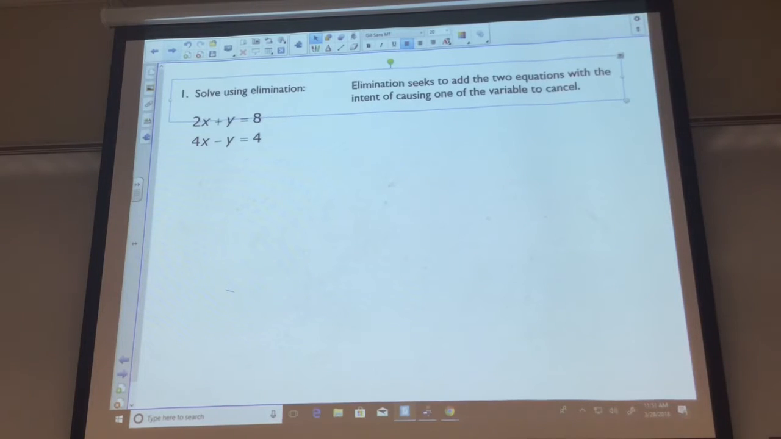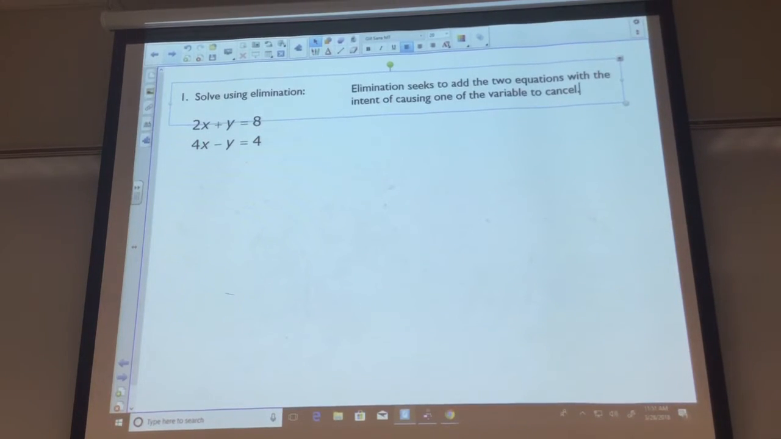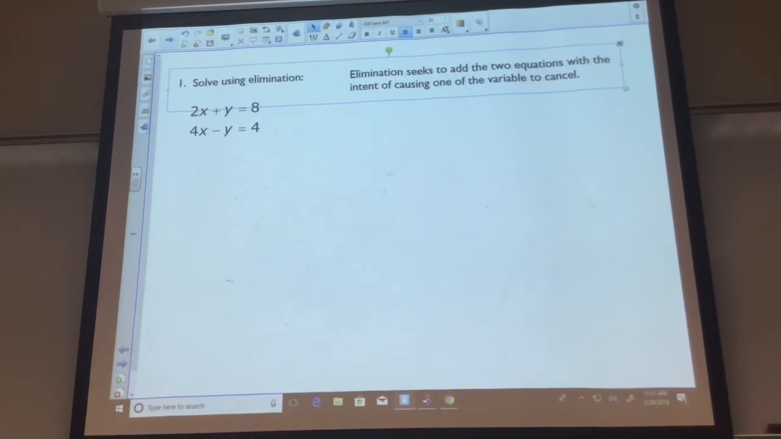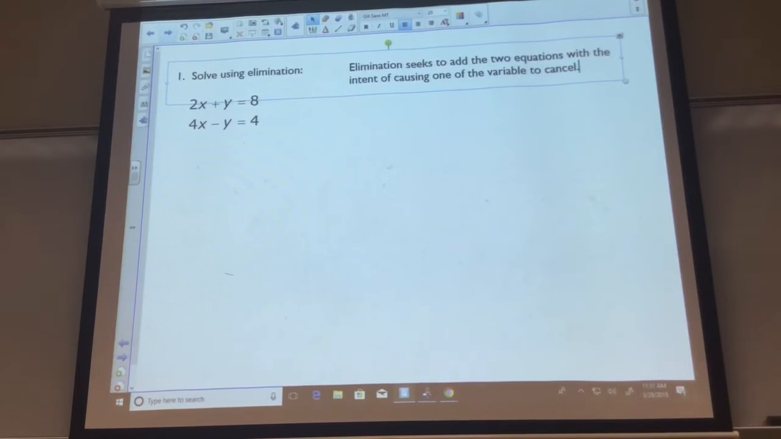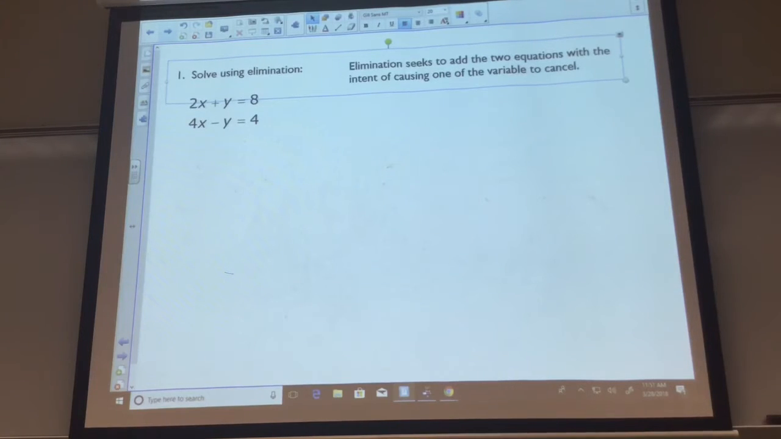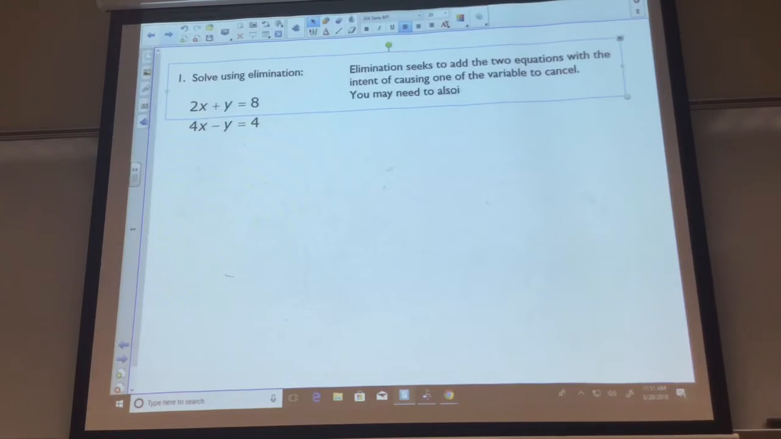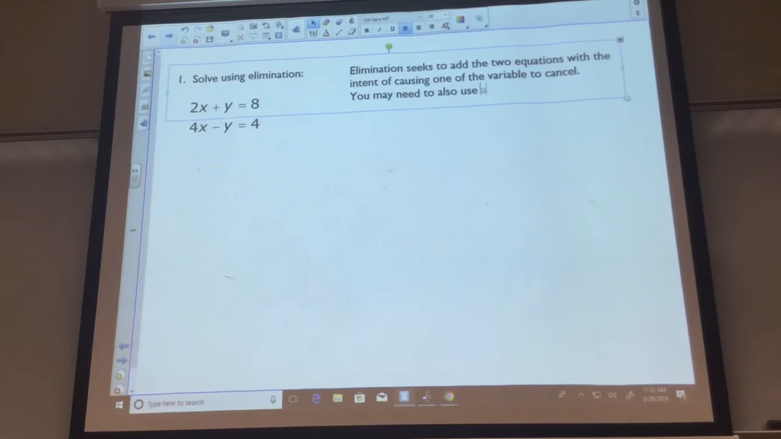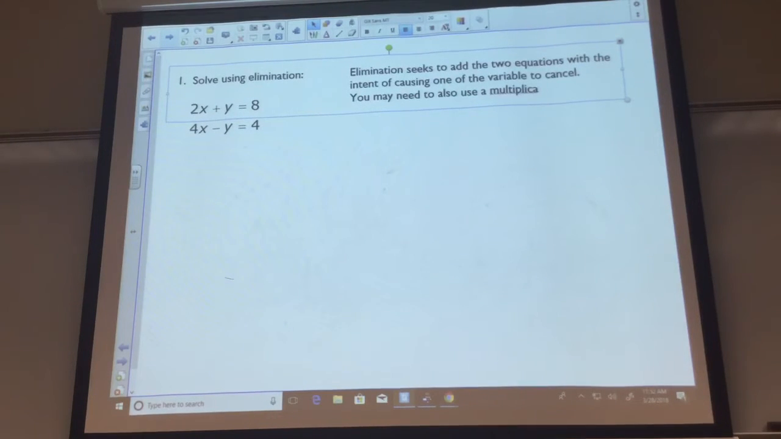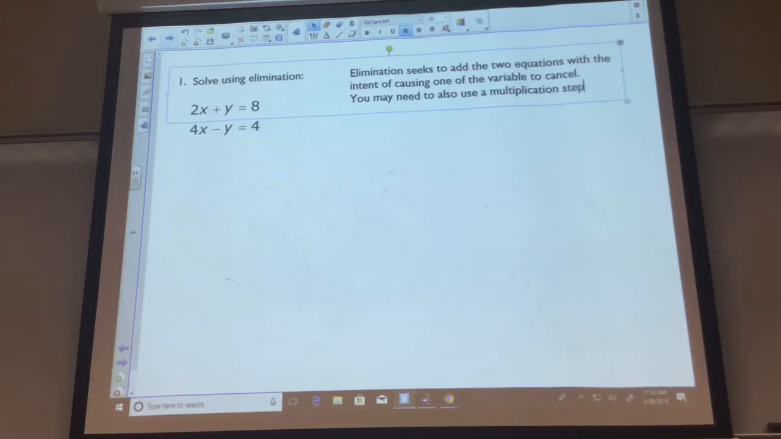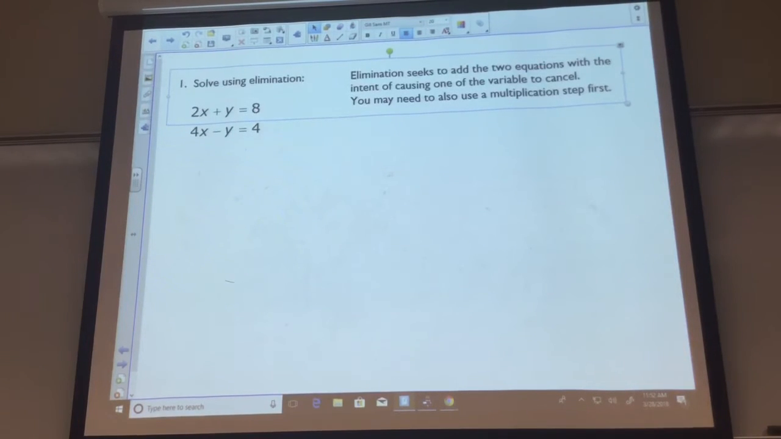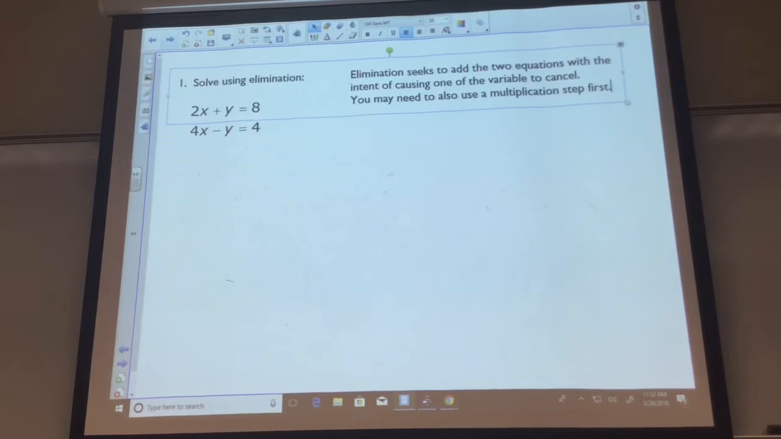Not all equations that you're given are going to be set up immediately where you can add them together and get rid of one of the variables. So sometimes this step may require you to use a multiplication step first. So how do I know when it's a good idea and when it's not a good idea?